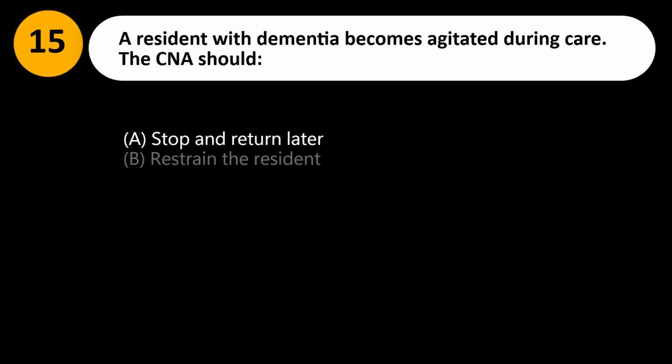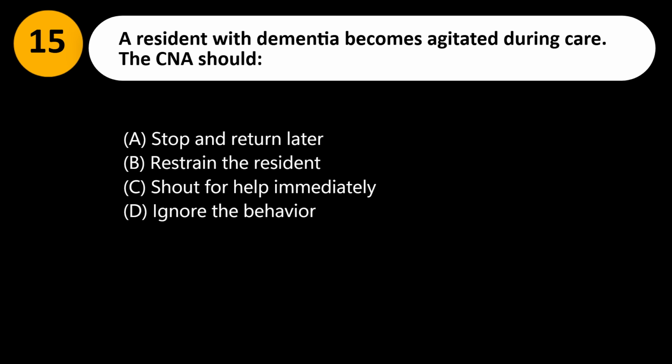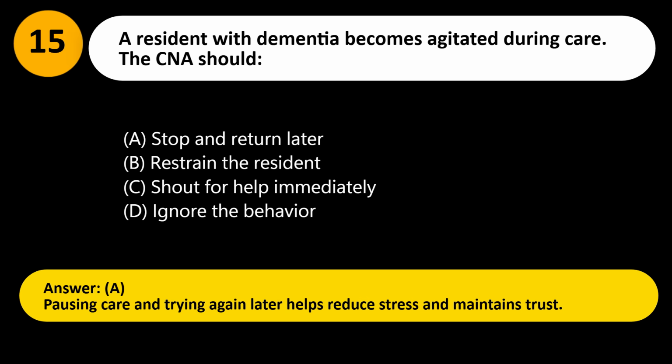A resident with dementia becomes agitated during care. The CNA should A. Stop and return later. B. Restrain the resident. C. Shout for help immediately. D. Ignore the behavior. Answer, A. Pausing care and trying again later helps reduce stress and maintains trust.